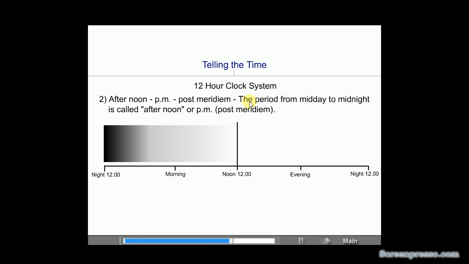Afternoon, PM, post meridium. The period from midday to midnight is called afternoon or PM.